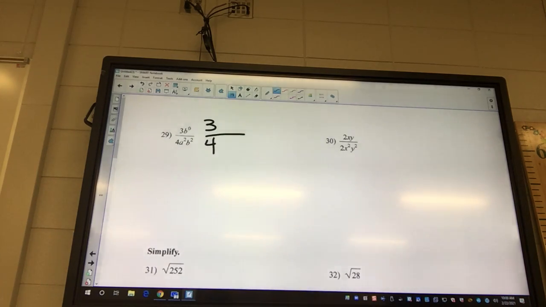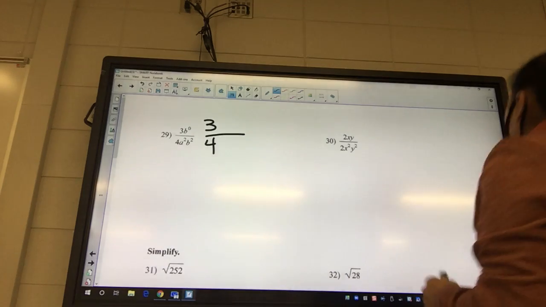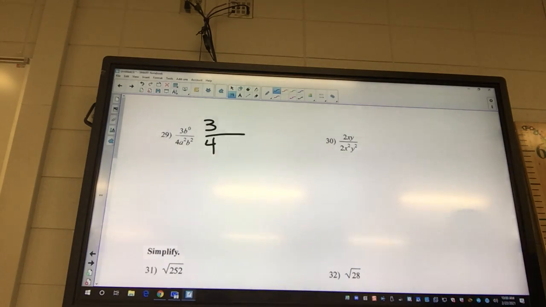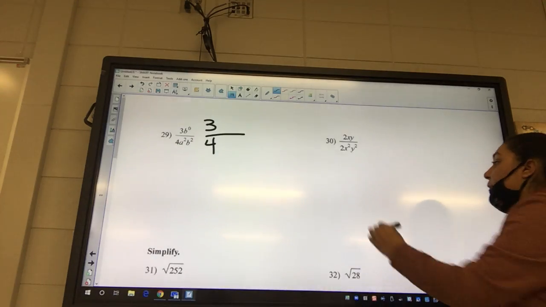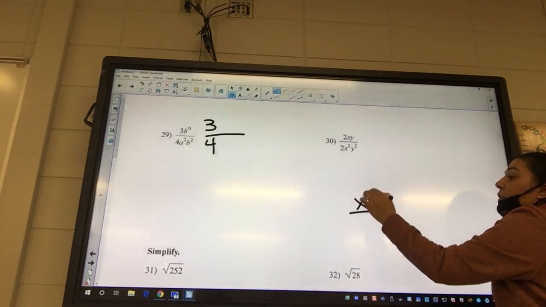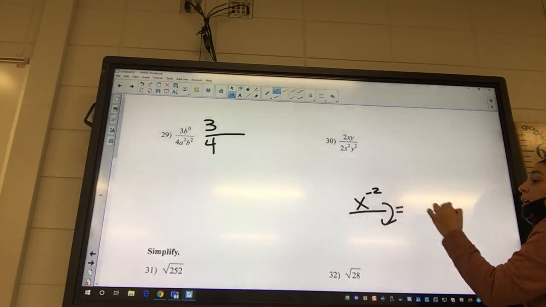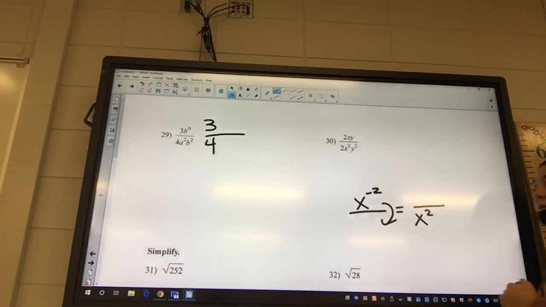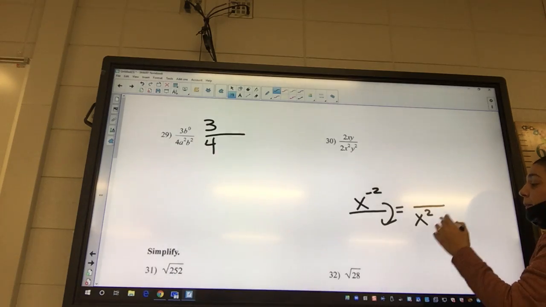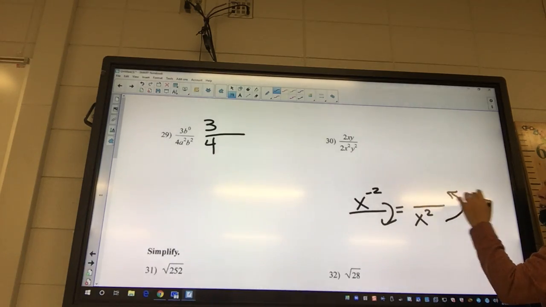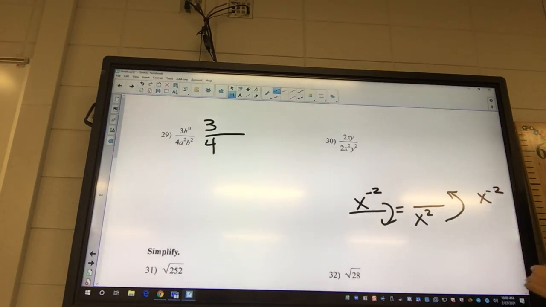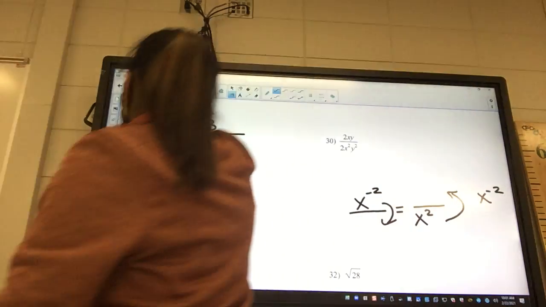Now this one is a little bit tricky. Let's think about this. What happens when I move something to the bottom? It turns from a negative to a positive. So if I have something like x to the negative 2, and I move it to the bottom, it becomes x to the positive 2. It works the same way. If I have something on the bottom and I move it to the top, it's going to become x to the negative 2. Okay, so be very careful because there's only one a and it's on the bottom.